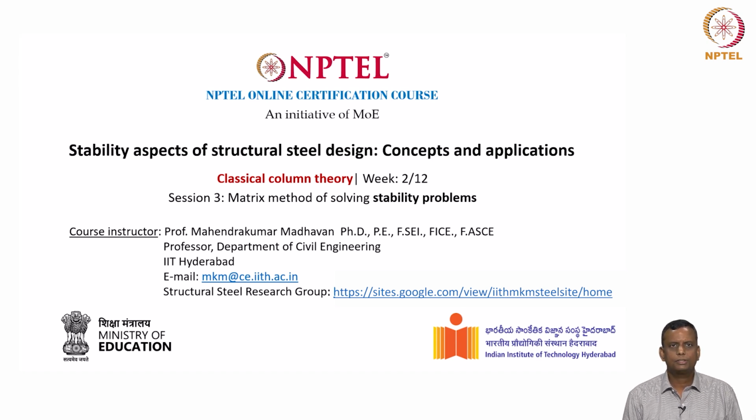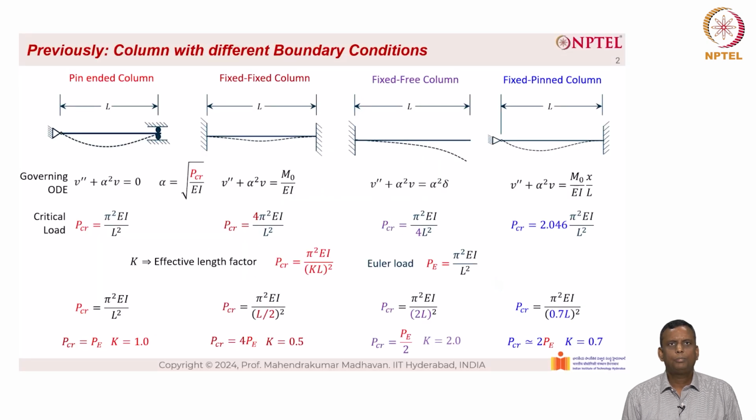Let's continue our discussion on Euler column theory. Previously, we studied the column with different boundary conditions. The first one is the pin-ended column. The second one is the fixed column. The third one is the fixed free column. The fourth one is the fixed and pinned column.